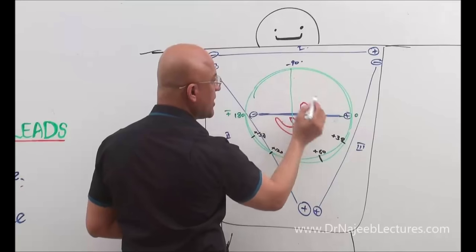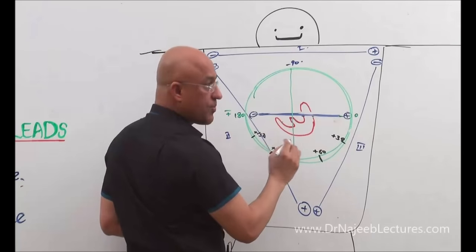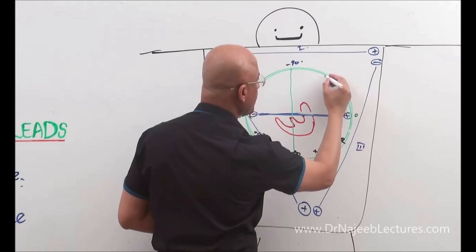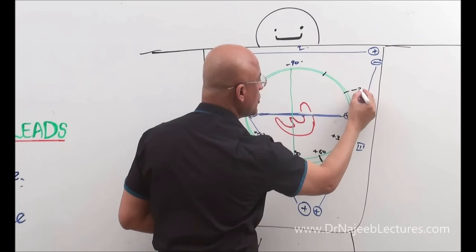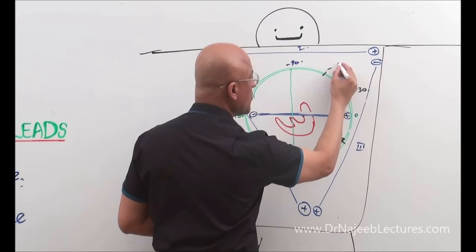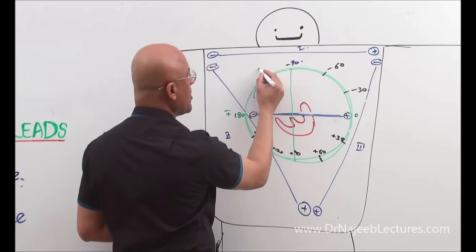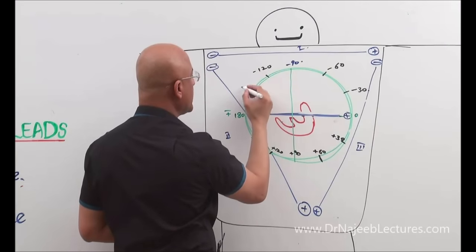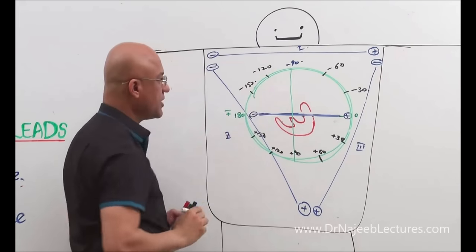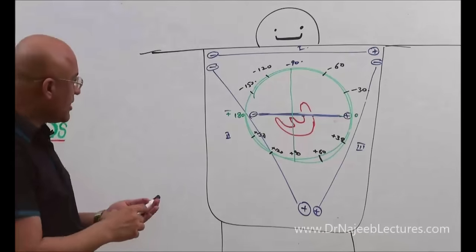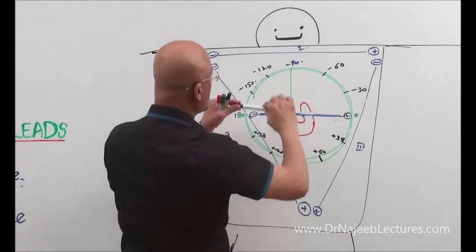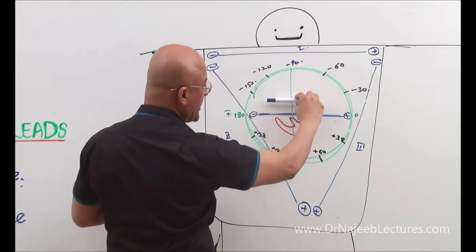If you move here, from here to here is 90 degrees, divided into two parts, this is minus 30, this is minus 60, here it is minus 120, here it is minus 150. Is it clear? Now you imagine, you took this lead and put it here.